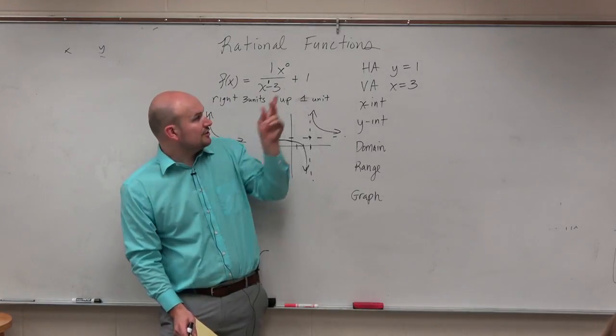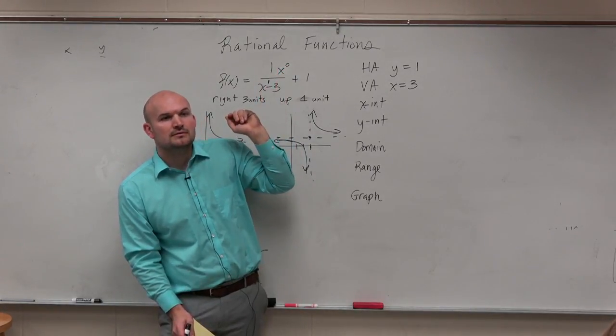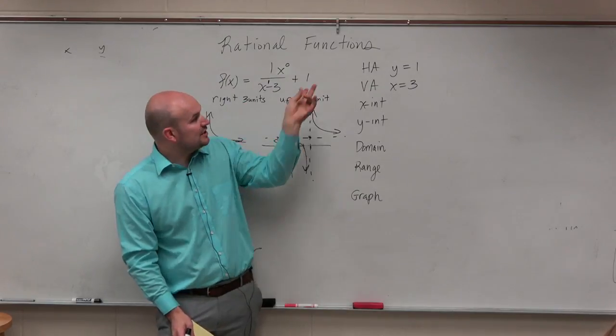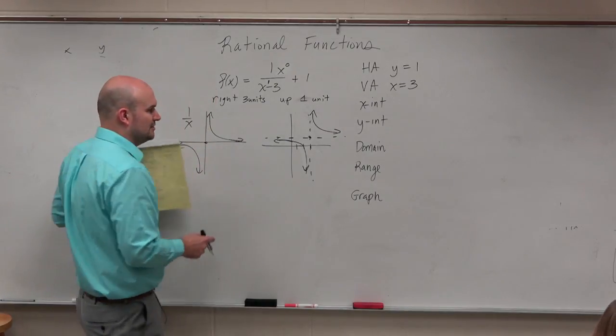That's correct. The degree in the numerator is not larger than the degree in the denominator. Oh, wait, so wouldn't it be y equals 0 then? It is. It is y equals 0, but the graph got shifted. Oh, okay. So you're right. You're just going through this.